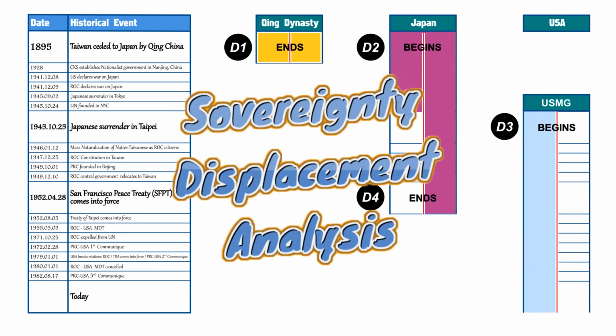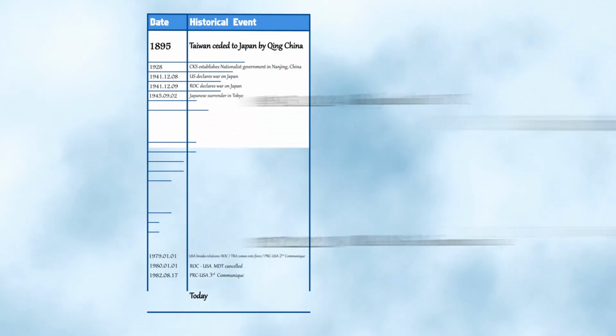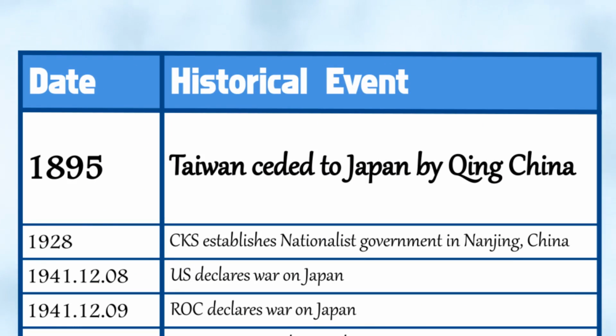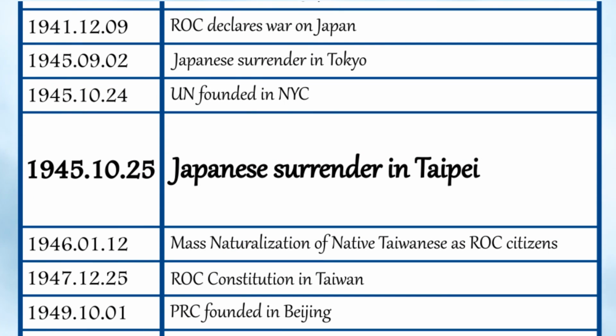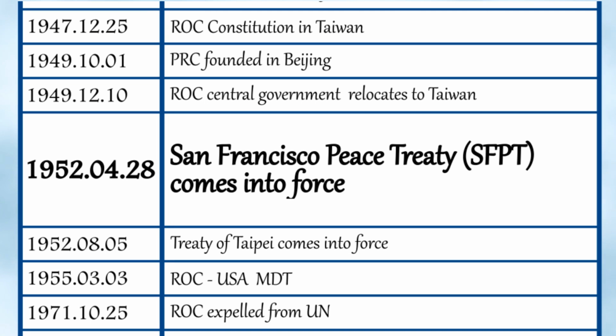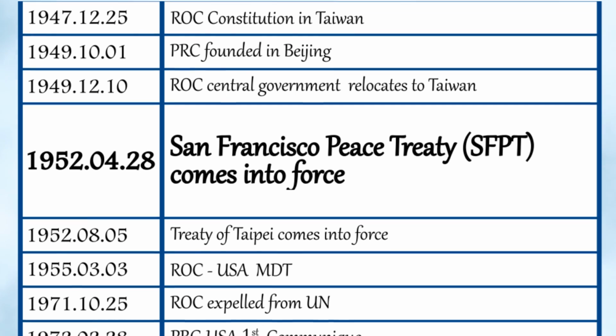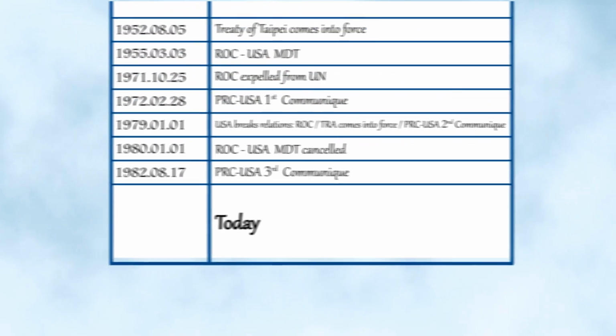Let's look at a sovereignty displacement analysis for Taiwan. In 1895, Taiwan was ceded to Japan by Qing China. On October 25, 1945, the Japanese surrender ceremonies were held in Taipei. On April 28, 1952, the San Francisco Peace Treaty came into force. Today, we need to understand what the current situation is.